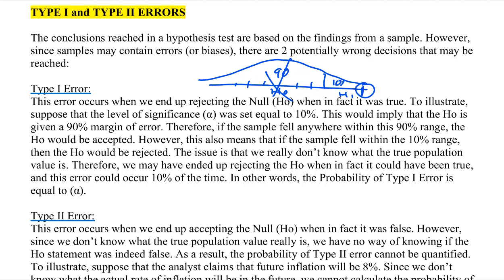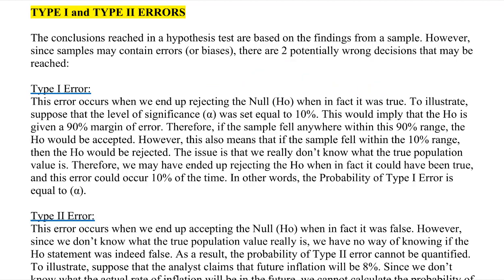But here's the problem. You just rejected the null when in fact you don't really know what the population value is. So is it possible that you rejected the null by mistake? Remember what we said before? We can't observe the population values. So how do you know that the null was wrong if you don't even know what the population value is? So do you see why this could create an error? So what's the probability that we will incorrectly reject the null when in fact it was true? Well, as I demonstrated, that would only happen if the sample fell within that 10% range.